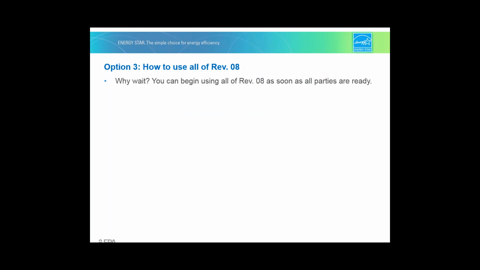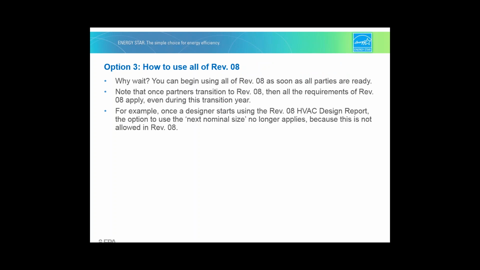Third option, why wait? So the third option is to use all of Revision 8 as soon as you're ready. Just two quick notes on this. Once you transition to Revision 8, you need to meet all the requirements of Revision 8, even during this transition year. So for example, once a designer starts using the Revision 8 HVAC design report, you can no longer use the next nominal size. That no longer applies because it's not a part of the Revision 8 HVAC design report.